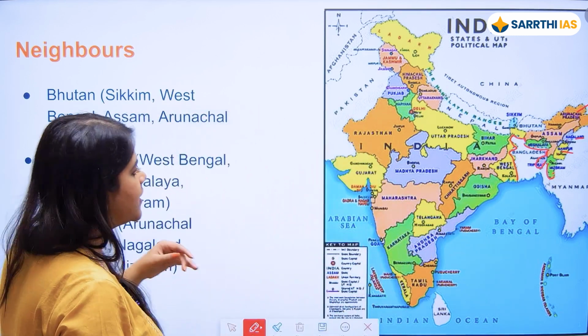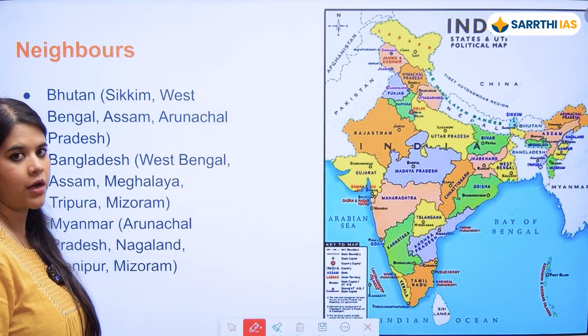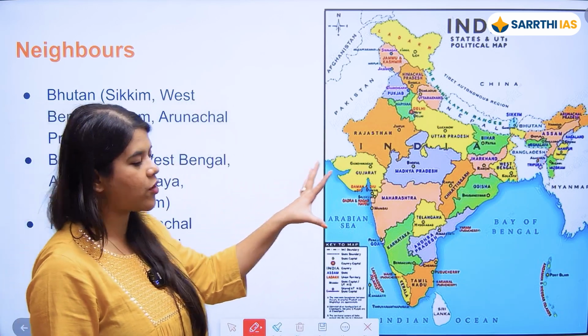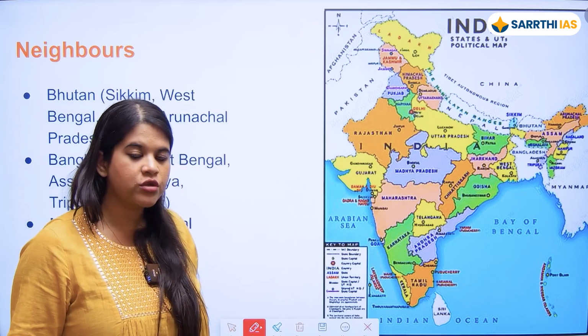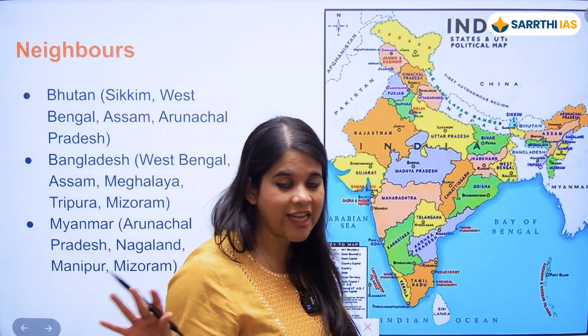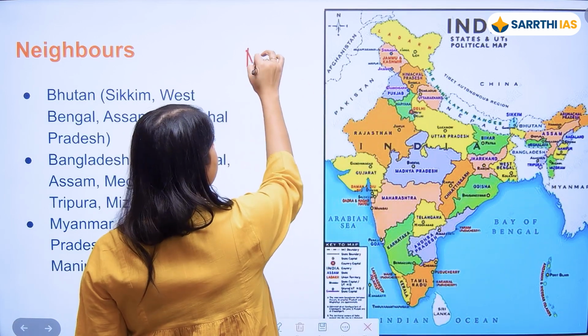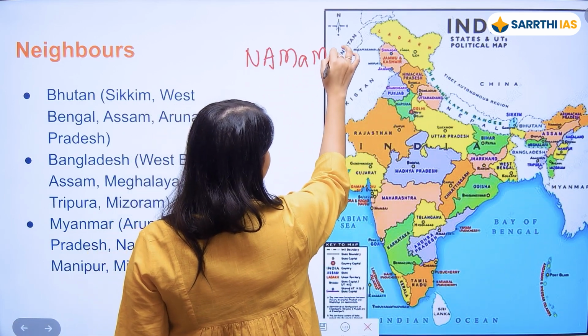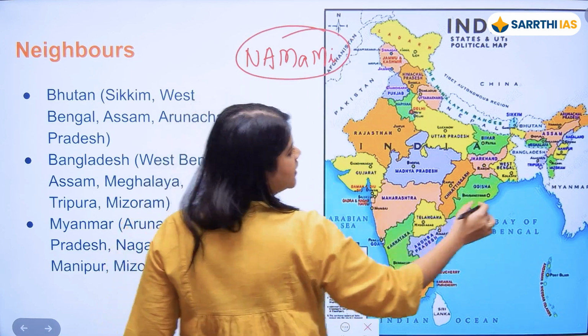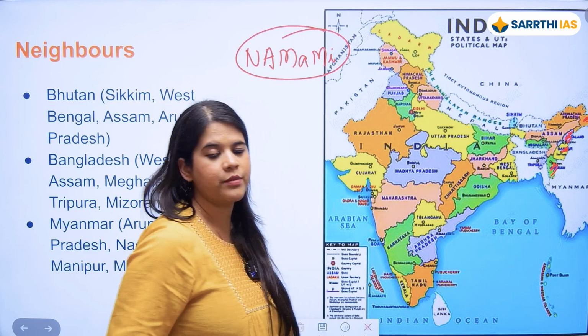Then comes the next neighbor, that is Myanmar. The last land neighbor of India, that is Myanmar. So Myanmar is not a part of the Indian subcontinent. Indian subcontinent का part ये नहीं है. So Myanmar, it shares borders with Namami. That is Nagaland, Arunachal Pradesh, Manipur and Mizoram.